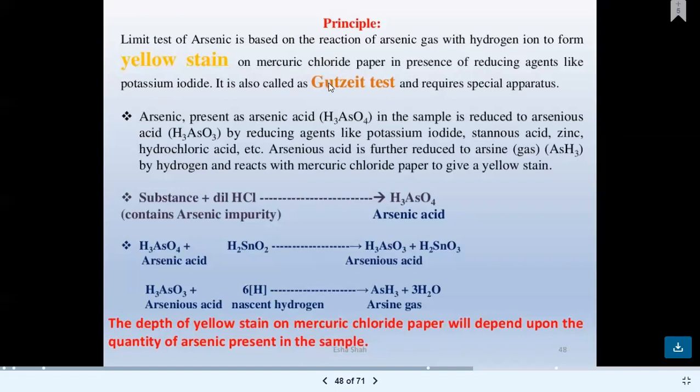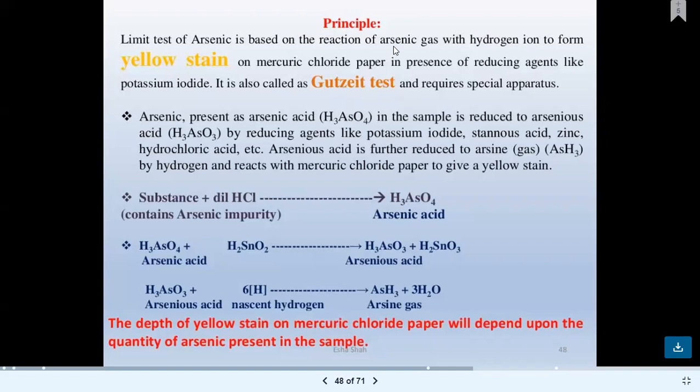So this is the basic principle of the Gutzeit test, or limit test for arsenic. The ingredients or reagents used for the limit test for arsenic are potassium iodide, hydrochloric acid, and nascent hydrogen. Each and every reagent has a specific use. We'll study one by one. So the basic principle is clear.